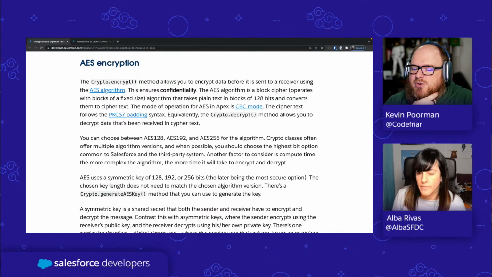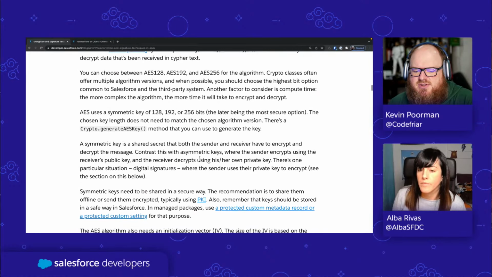Now, when you were doing the encryption recipes, Alba, I noticed that you did things with AES encryption. Are there other algorithms that are available to us on the platform?